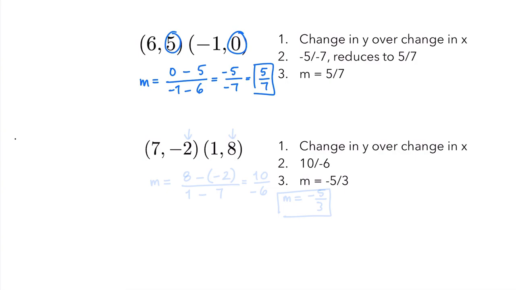And then finally down here, m equals y2, it's our 8, here's our y values, minus y1. I always use parentheses just to make sure I don't accidentally forget that negative sign. Then x2 minus x1. So that's going to be 10 over negative 6, and that will reduce to negative 5 over 3.